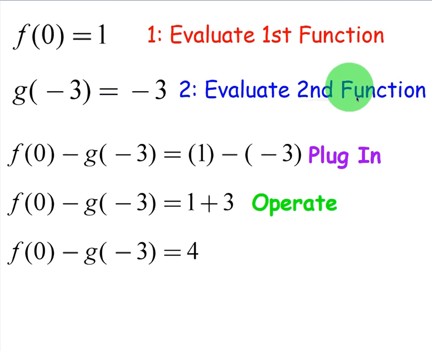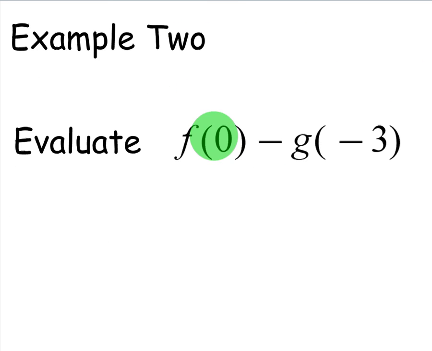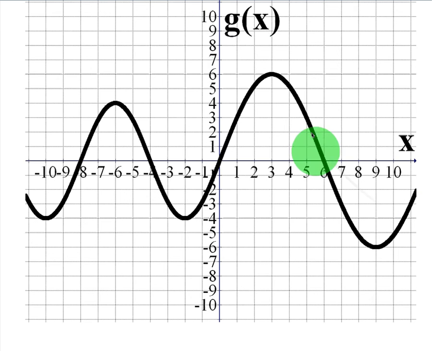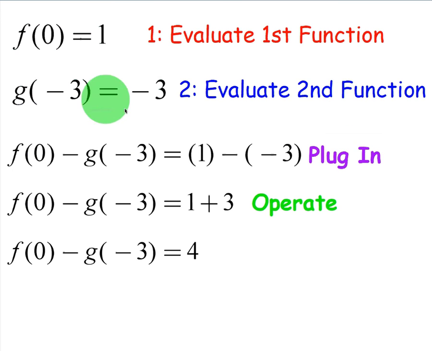Step 2 is to evaluate the second function. So we need to figure out what g of negative 3 is. So let's go to g. Let's go over to negative 3. And if we move down, we see that the point on the graph is also at negative 3. So therefore, g of negative 3 is equal to negative 3.